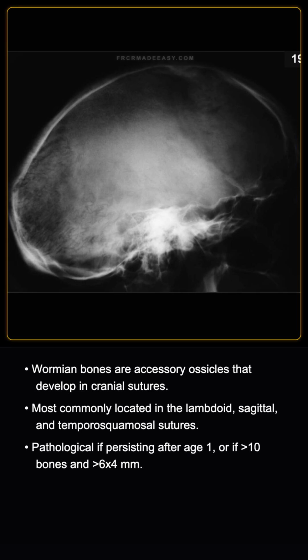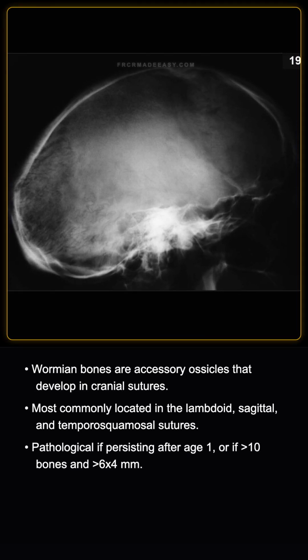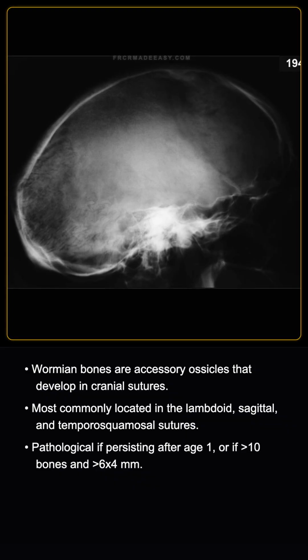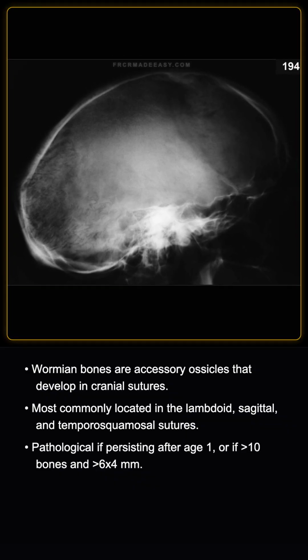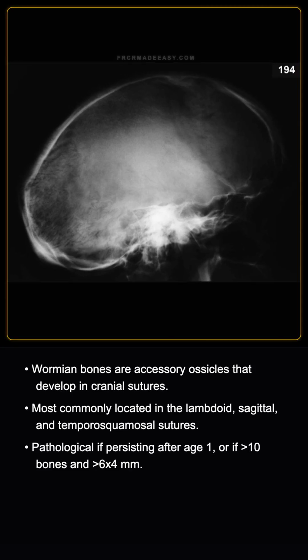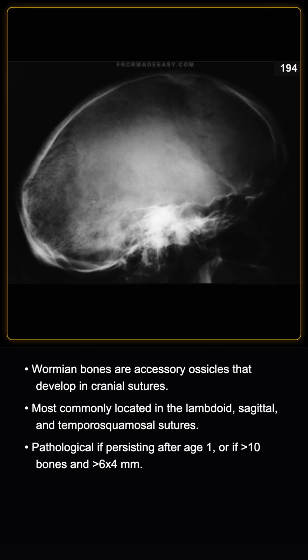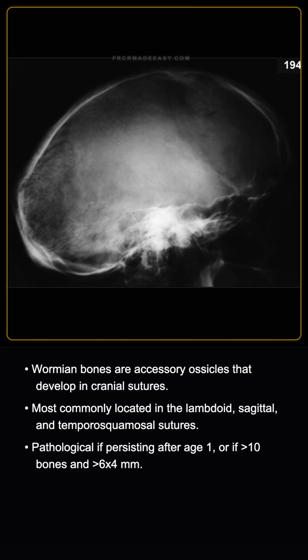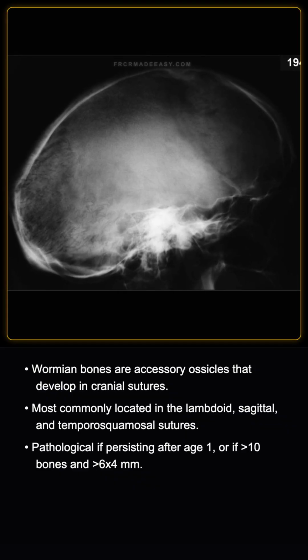While they can be a normal variant in healthy infants under 1 year of age, they are considered pathological if they persist beyond the first year of life, or if they are large and numerous, specifically defined as more than 10 in number and measuring greater than 6 by 4 millimeters.